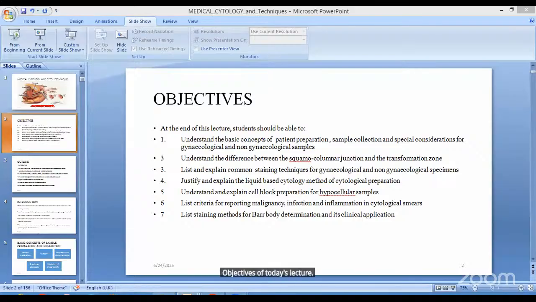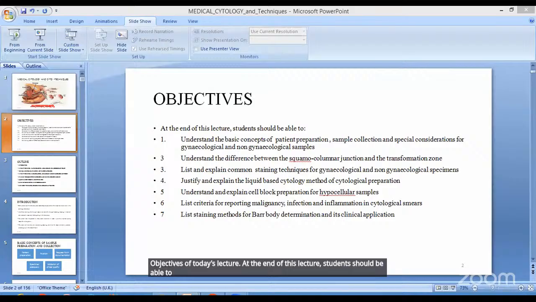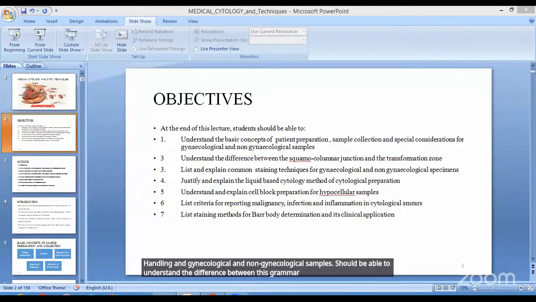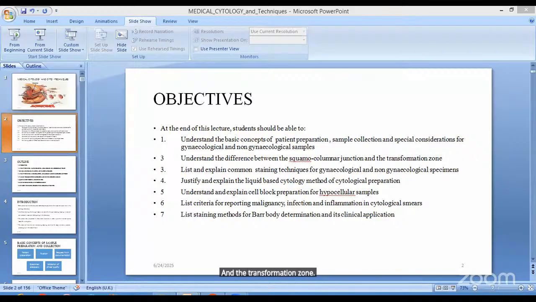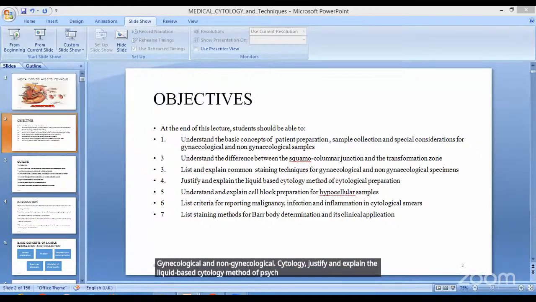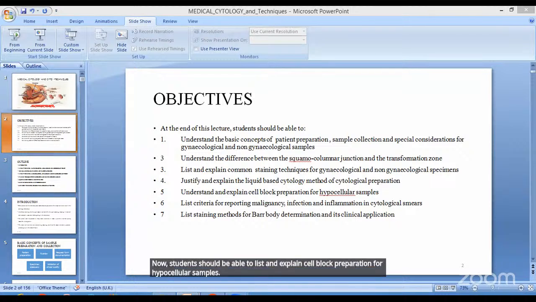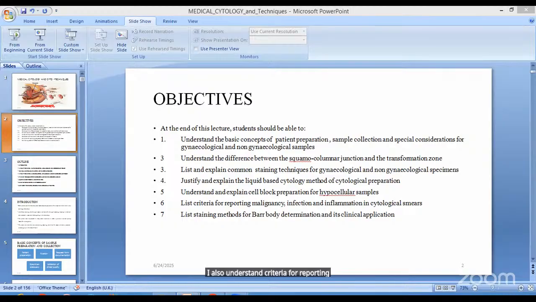Objectives of today's lecture. At the end of this lecture, students should be able to understand the basic concept of patient preparation, sample collection, and handling in gynecological and non-gynecological samples; understand the difference between the squamo-columnar junction and the transformation zone; list and explain common staining techniques for gynecological and non-gynecological cytology; justify and explain the liquid-based cytology method of cytological preparation; list and explain cell block preparation for hypocellular samples; understand criteria for reporting malignancy, infection, and inflammation in cytological smears; and list staining methods for antibody determination and its clinical application.